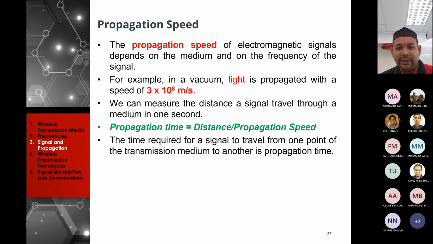We can measure the distance a signal travels through a medium in 1 second. Propagation time equals distance divided by propagation speed. The time required for a signal to travel from one point of the transmission medium to another is the propagation time. So we do not have time to go further.